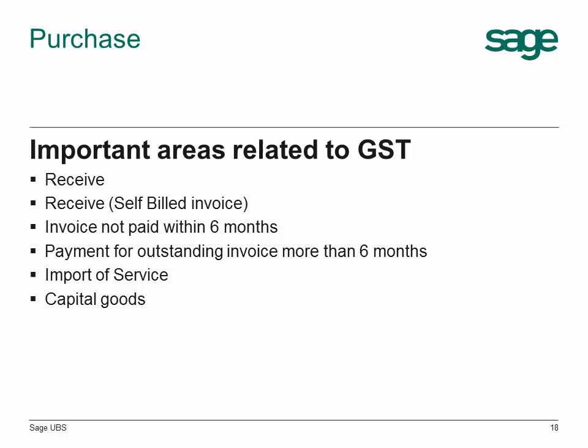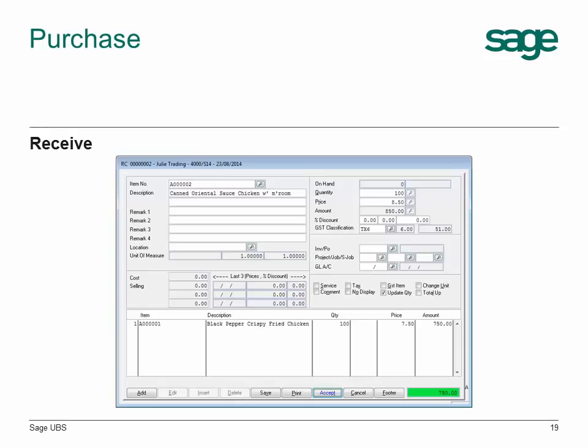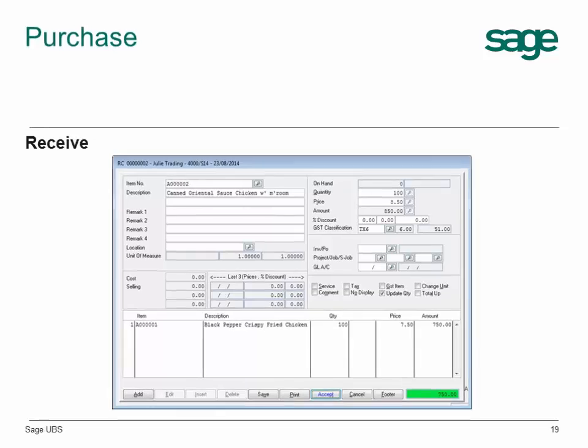Let us look into some important areas related to GST. There are receive and receive by self-built invoice, invoice not paid within 6 months, and payment for outstanding invoices that are more than 6 months, import of service, and also capital goods handling. When you receive a supplier invoice from your supplier, you will create a receive transaction. After you have selected the item, the related GST tax code will be shown, and the GST amount is calculated automatically as well. Once the supplier invoice is posted, editing will not be allowed.